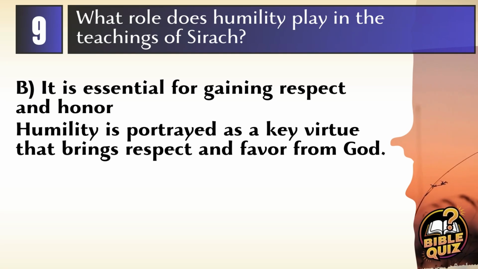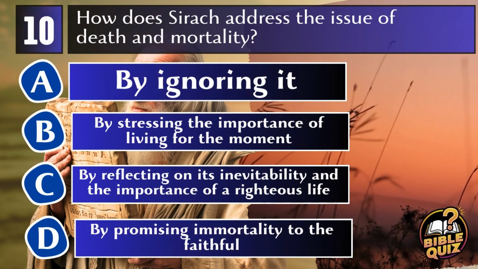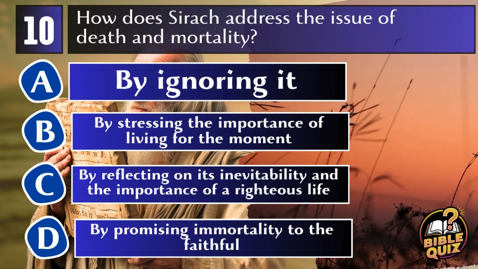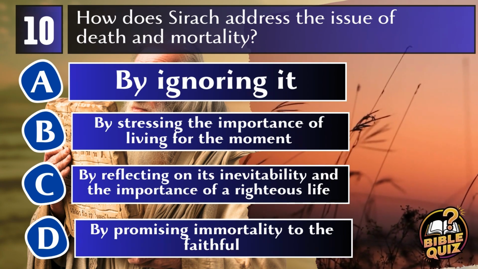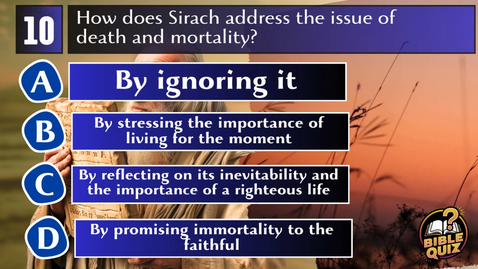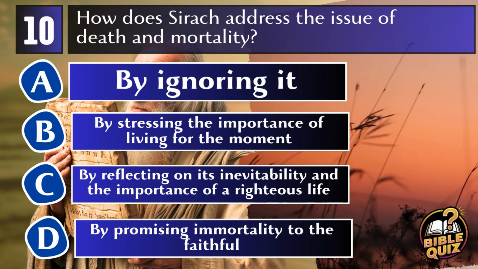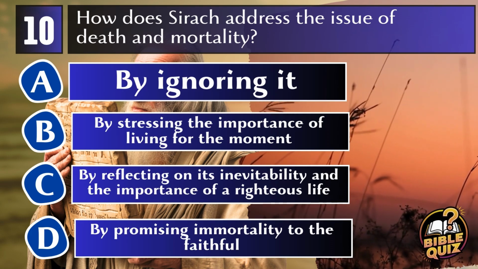Sirach 3:17-24. Question 10. How does Sirach address the issue of death and mortality? A. By ignoring it. B. By stressing the importance of living for the moment. C. By reflecting on its inevitability and the importance of a righteous life. D. By promising immortality to the faithful.